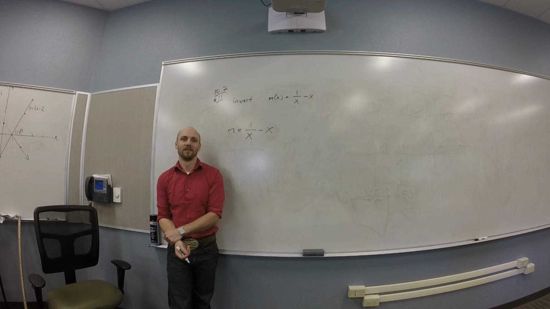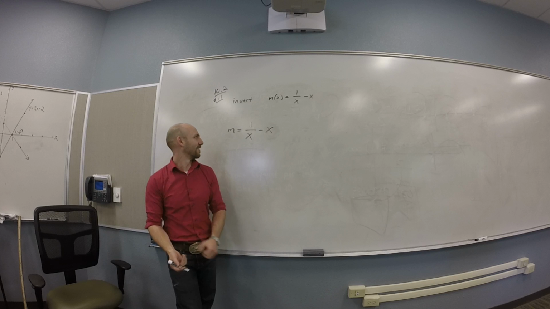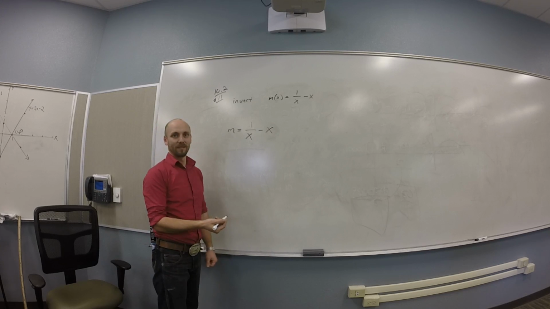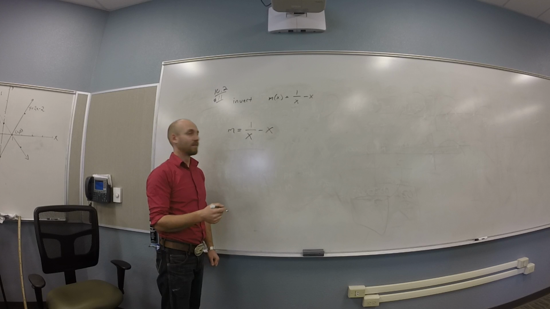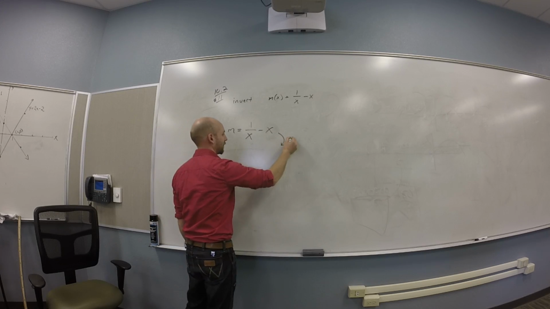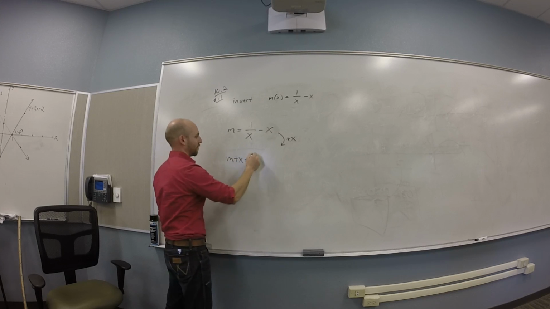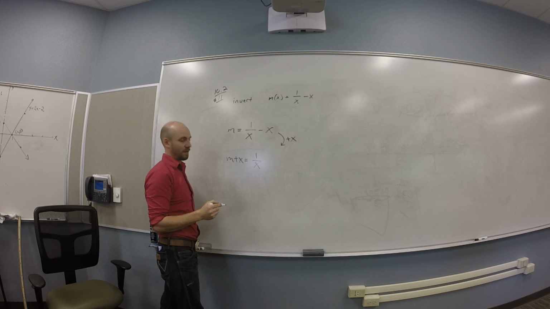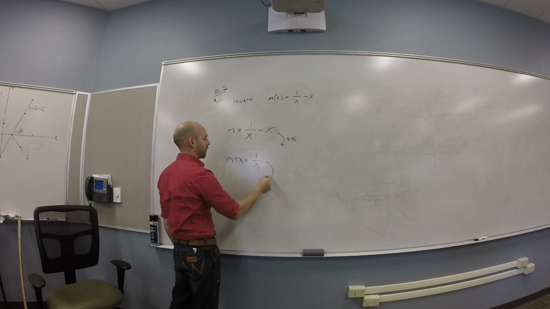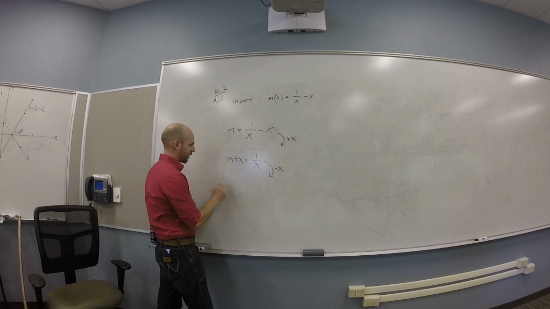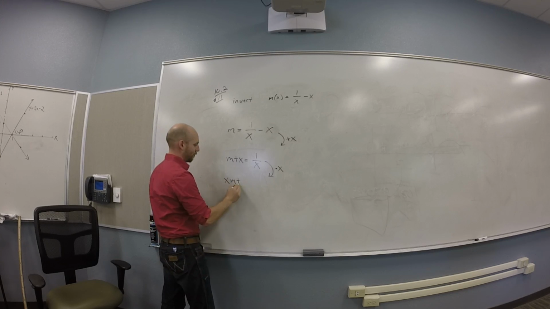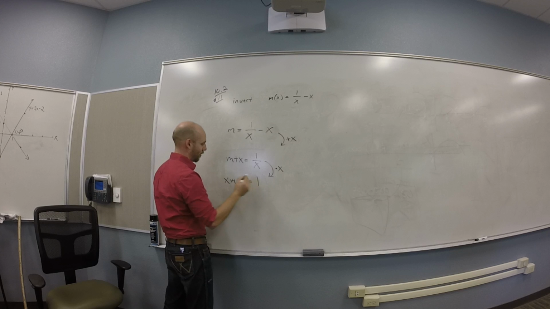So what do I do? Solve for m? I have it solved for m. What do I want to solve for? X, right? Both of them are the same number, so you add x. You get m plus x is 1 over x. Then what? Multiply both sides by x. So you get x m plus x squared is 1.